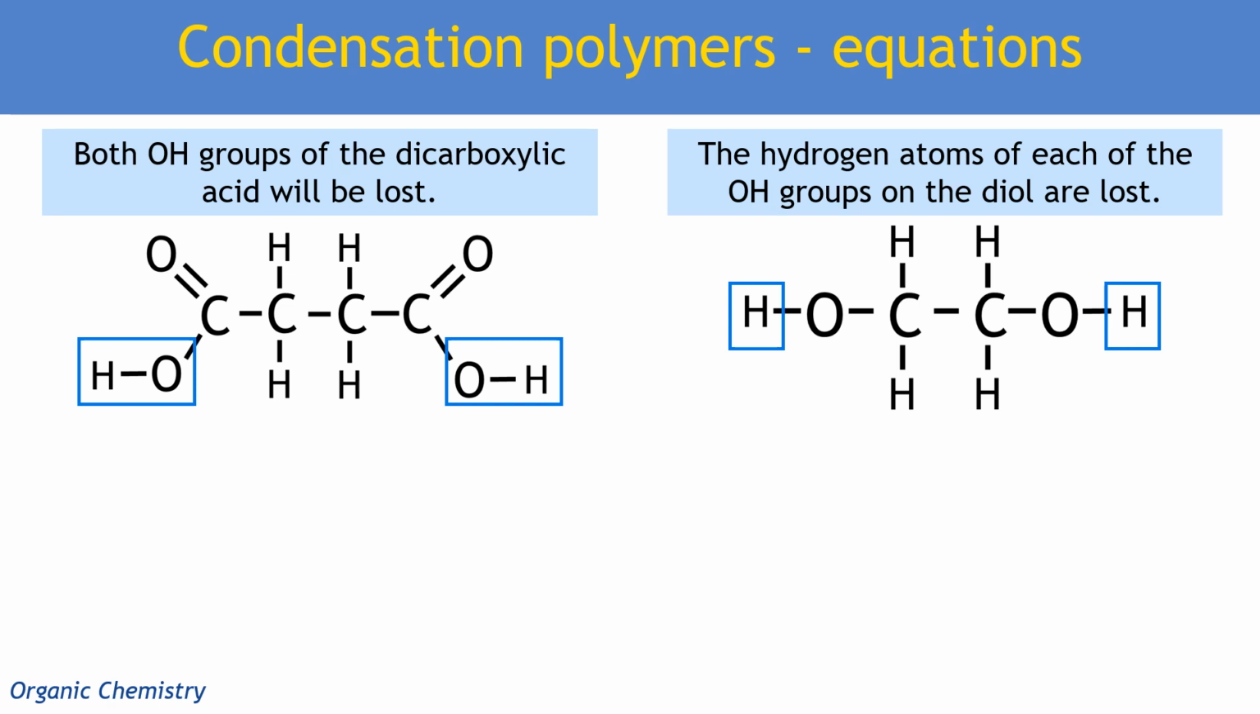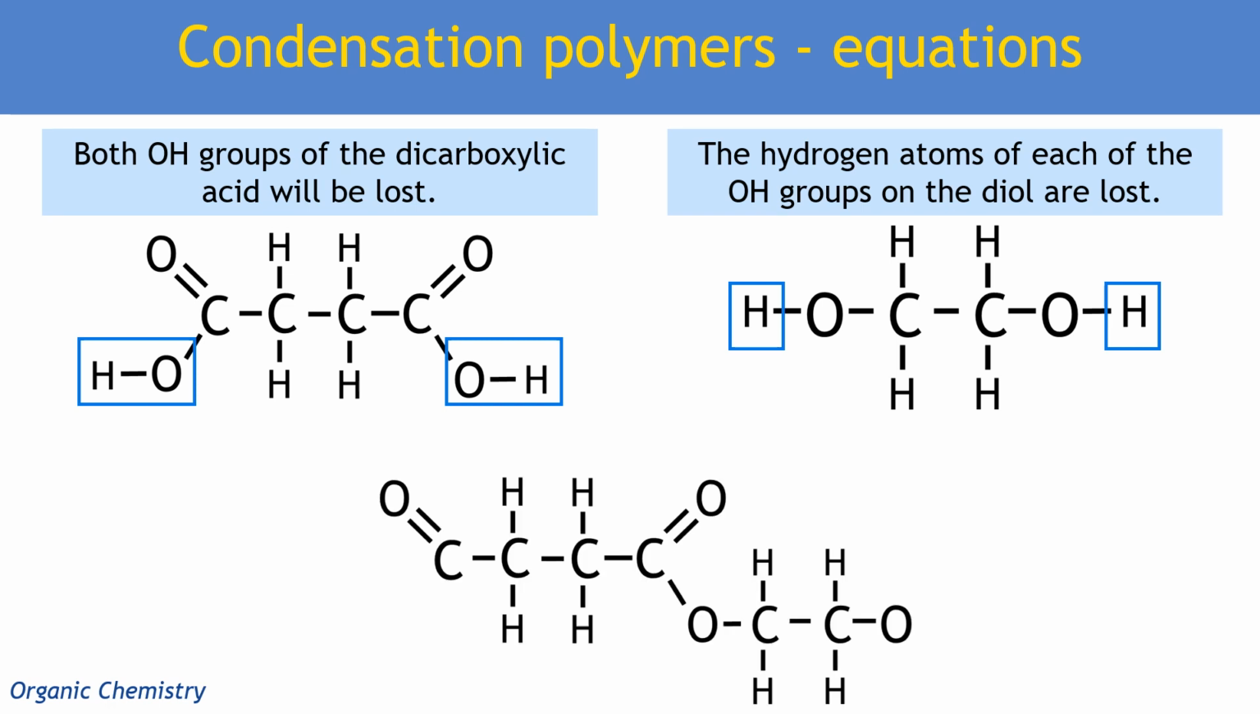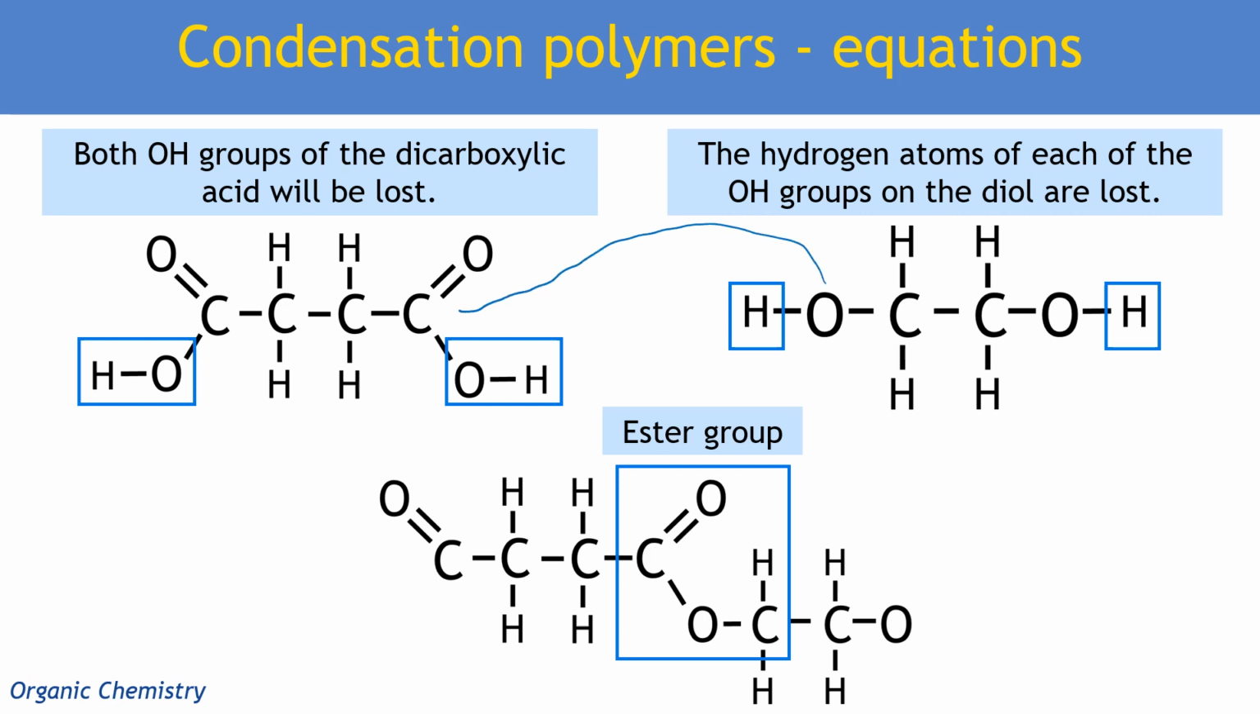these would be my reactants. What I've done is I've drawn everything except the OHs and the Hs, and then in the middle here we've got our O joined to that carbon with an ester group in the middle. So we're making a polyester.